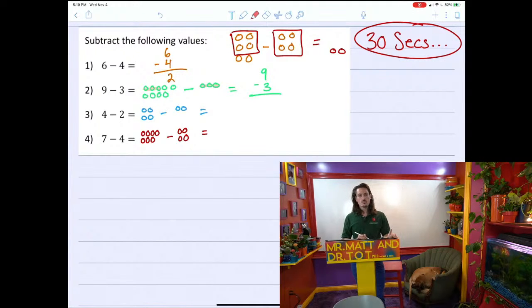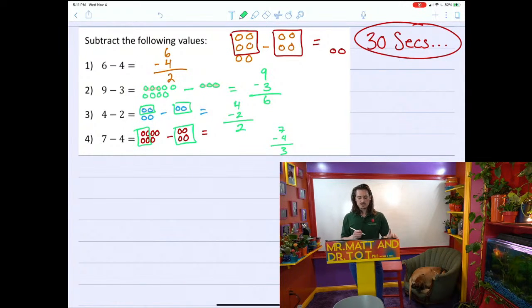For number 3, 4 minus 2. So 4 minus 2, if we have 4 units and we take away 2 of them, then we're left with 2. 2 plus 2 is 4, so 4 minus 2 is 2. Number 4, 7 minus 4. If we have 7 units and we subtract away 4 of them, we're going to be left with 3. Because if we chunk off 4, then we'll only have 3 remaining.